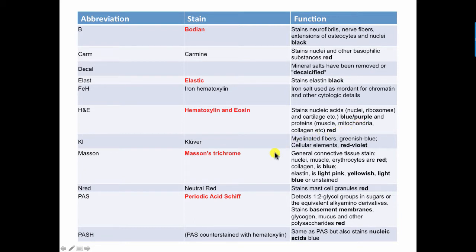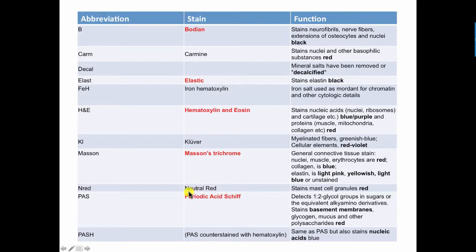Masson's trichrome is one that you need to know. It's a general connective tissue stain, staining collagen blue, and then muscle, erythrocytes, etc. are red. And it does stain elastin, but that's not something that you've really had a look at. But it varies from light blue to light pink.